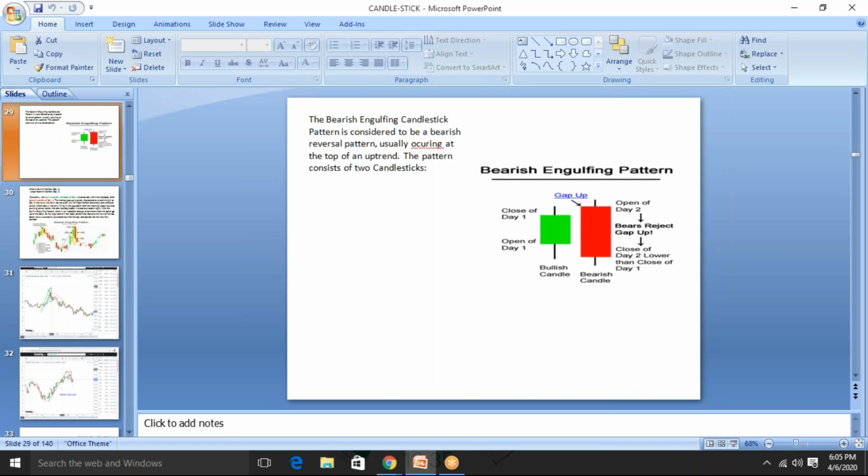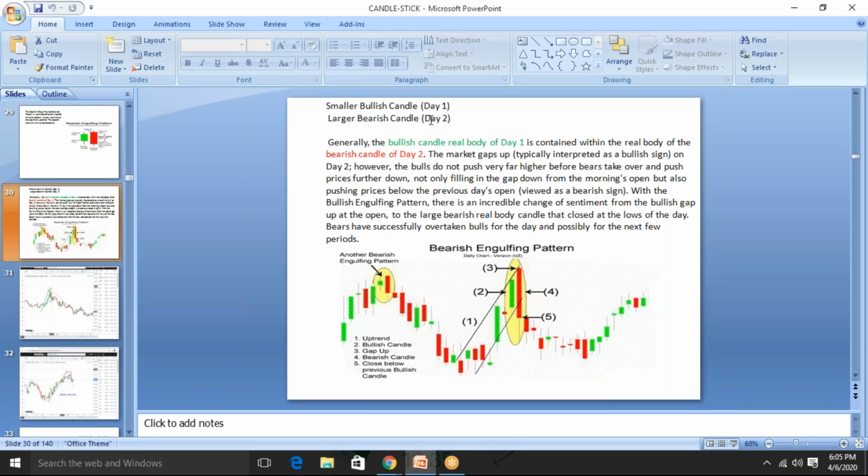From today we are starting the bearish engulfing pattern. So a new topic is starting from today, bearish engulfing pattern. What are the conditions of bearish engulfing? The first condition: engulf means totally covering.